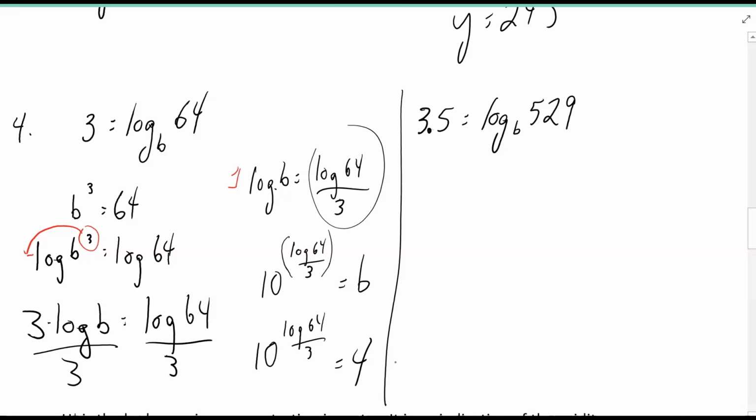Let's try this one. It's much less obvious. Changing to exponential form, b to the 3.5 equals 529. Take the log of both sides. The log of b to the 3.5 equals the log of 529.